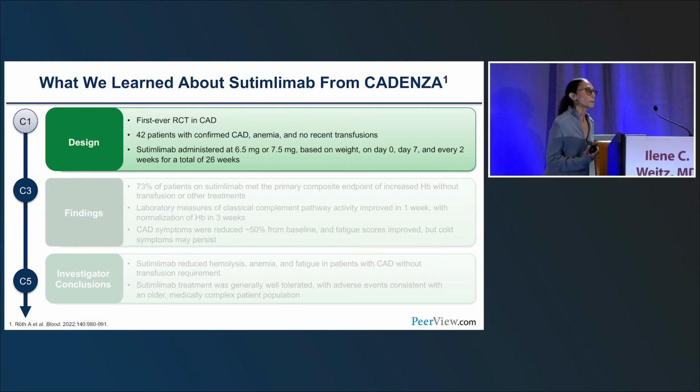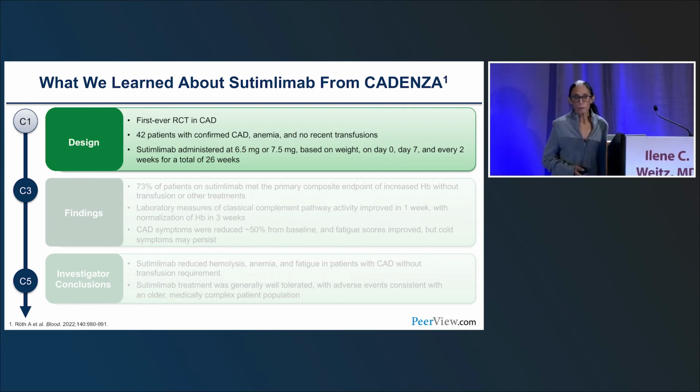All right, what about sutimlimab? So sutimlimab acts at the level of C1s, so it acts much higher in the complement cascade. It doesn't inhibit the lectin pathway, it doesn't inhibit the alternative pathway, and it doesn't theoretically inhibit the terminal complement pathway. So in theory, it should be much safer with many fewer infections.